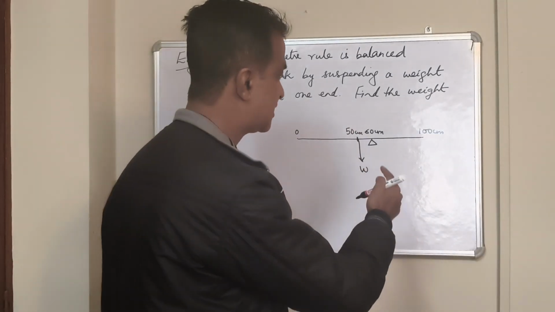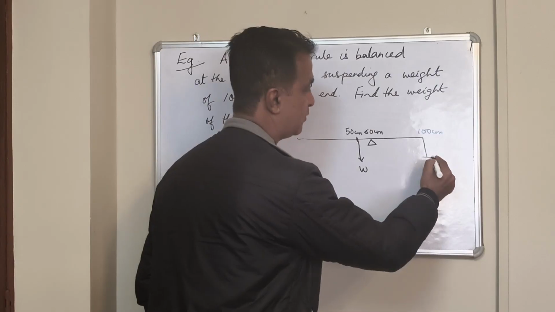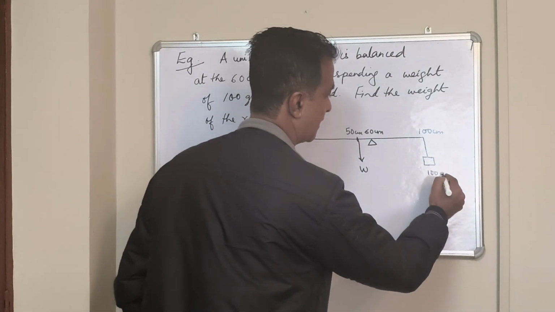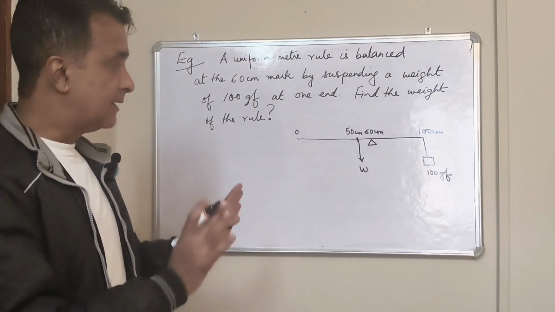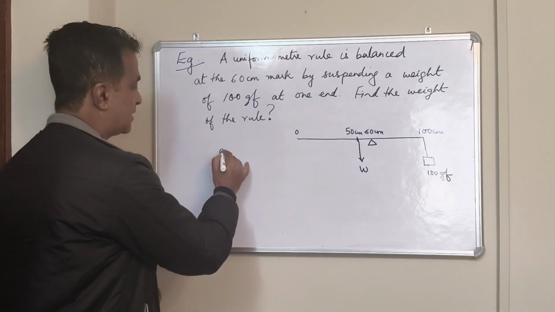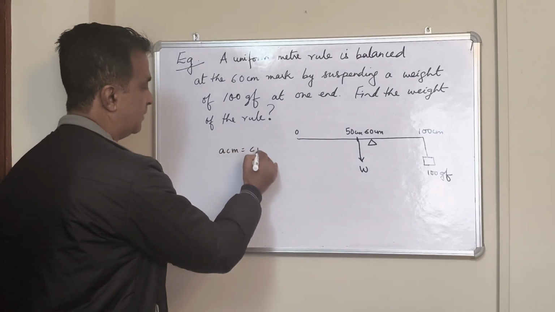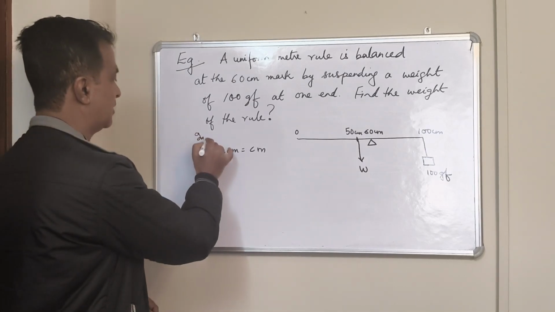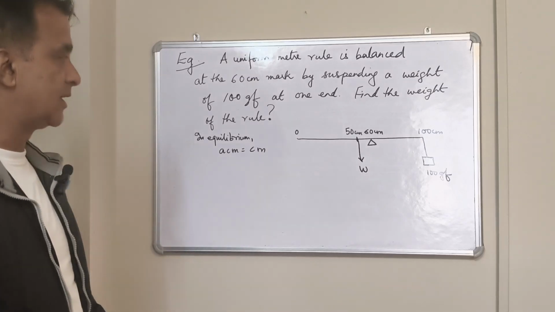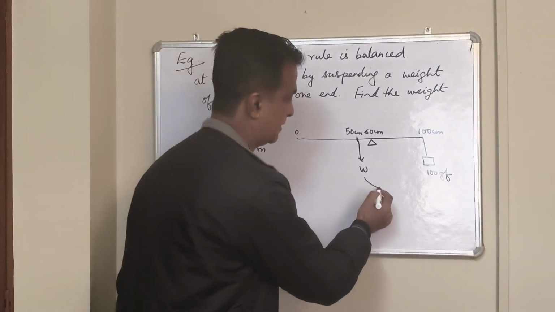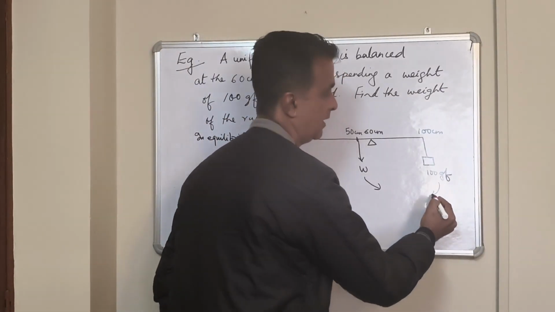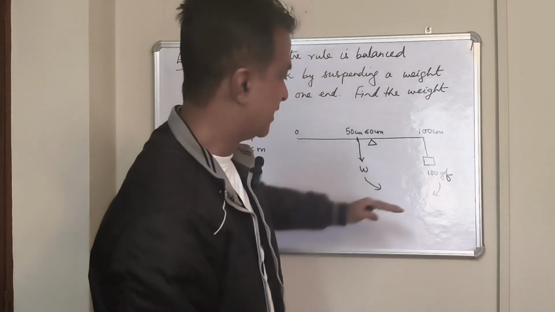All right. So what we have to do is now place that weight which is given to us on the other side where the moment is not there. So 100 GF. And according to the question, now this is a balance scenario. Balance means anti-clockwise moment is equal to the clockwise moment. So in equilibrium, please don't forget to write all the statements. In equilibrium, anti-clockwise moment is equal to clockwise moment. Here, anti-clockwise is this, because the weight of the rule is falling this way. And on the other side, there is clockwise moment because of the given weight, the rule is falling this way.